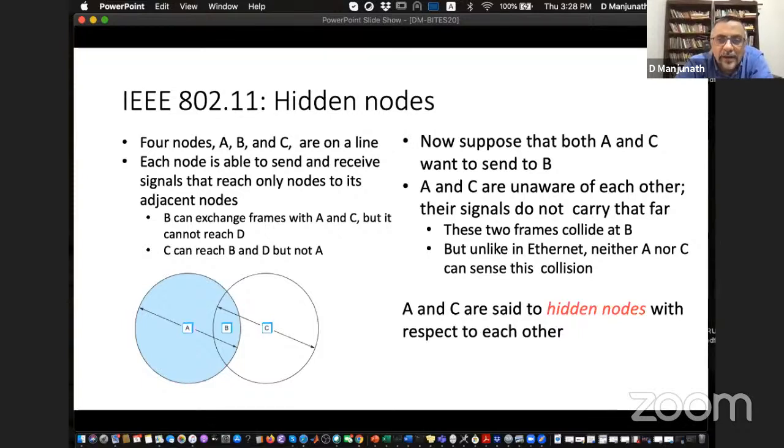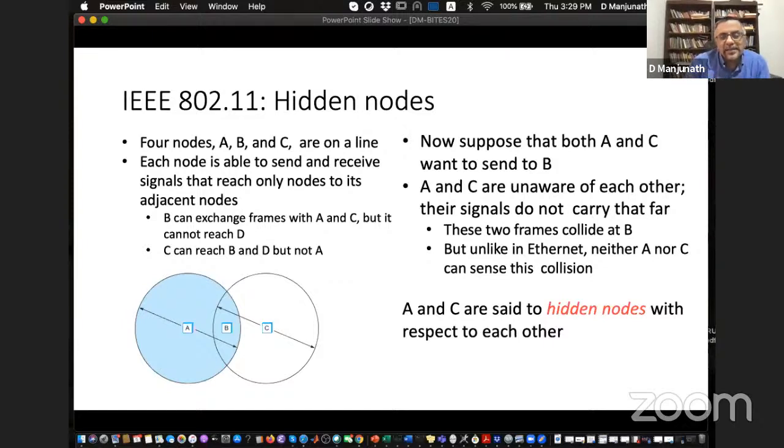Now let's assume that both A and C want to transmit something to B. A is within range of B, and C is within range of B. Let's assume A is transmitting to B, but A's transmission is not heard by C. If C wants to transmit something to B, it does not know that B is already receiving something, and it can start transmitting to B simultaneously. When that happens, whatever was being transmitted from A to B is lost, because two separate transmissions reach B at the same time, and it cannot distinguish between them. That's what is called a collision. The reason for this collision is that C cannot hear A's transmission. So C is what is called a hidden node with respect to A, and A is a hidden node with respect to C.